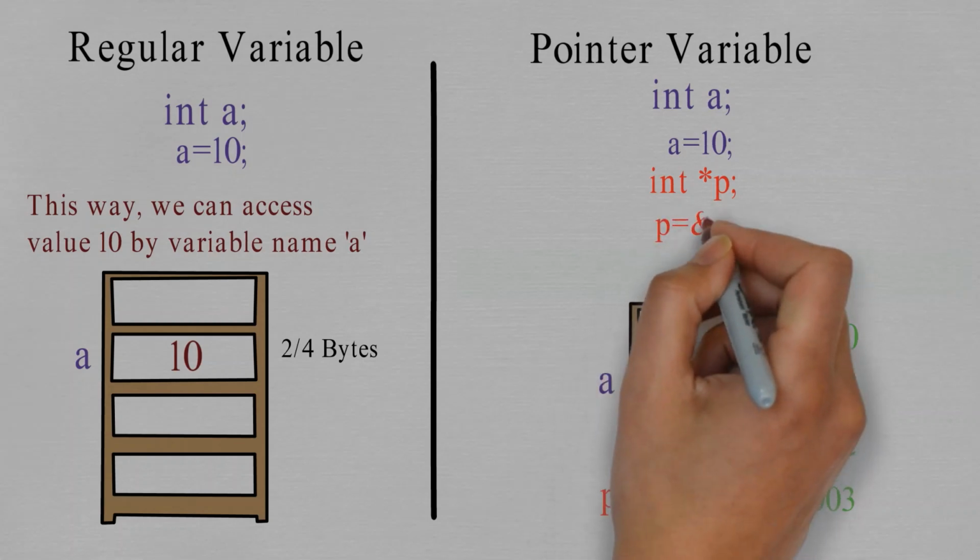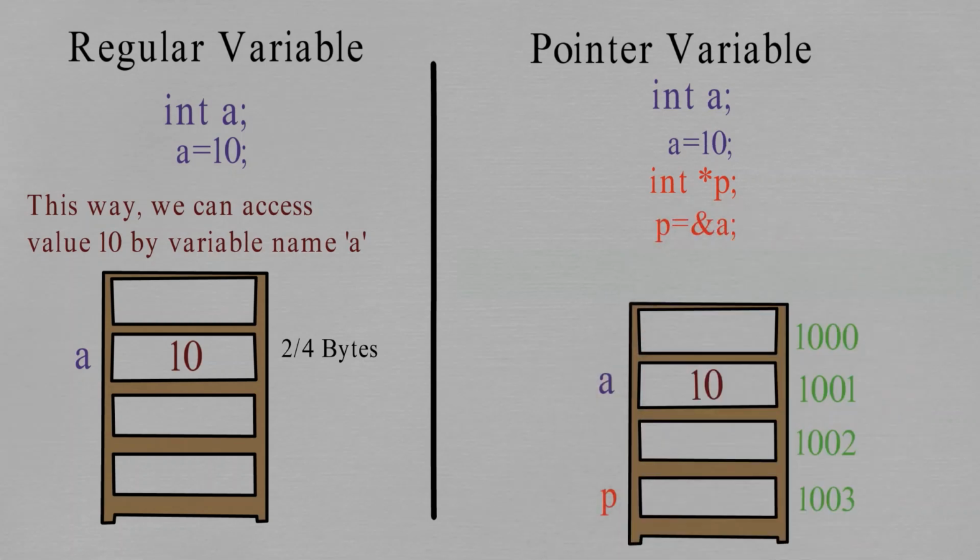Now let us see the initialization instruction. As we said before, we can assign only an address to variable p. So in the initialization p = &a, the address of variable a will be assigned to variable p, which in this case is 1001. As you can see, after executing the instruction p = &a, the value 1001 will be stored inside variable p. Now we are ready to use our pointer.